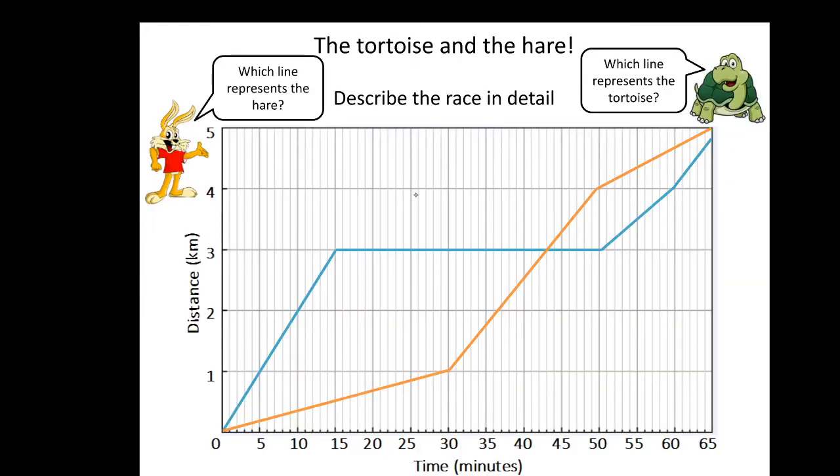Okay, so the tortoise and the hare. Describe the race in detail. Which line represents the hare? Which line represents the tortoise? So there's kind of 2 levels of difficulty of this. This is the hardest level of difficulty, where I ask you to write the story for the blue line, the story for the orange line, and tell me which one's which. And I haven't given you any clues. So if you want to do the hardest one, pause now. If you want to do a slightly easier one, I've got some key phrases that you can use on the next slide. And you can pause there.